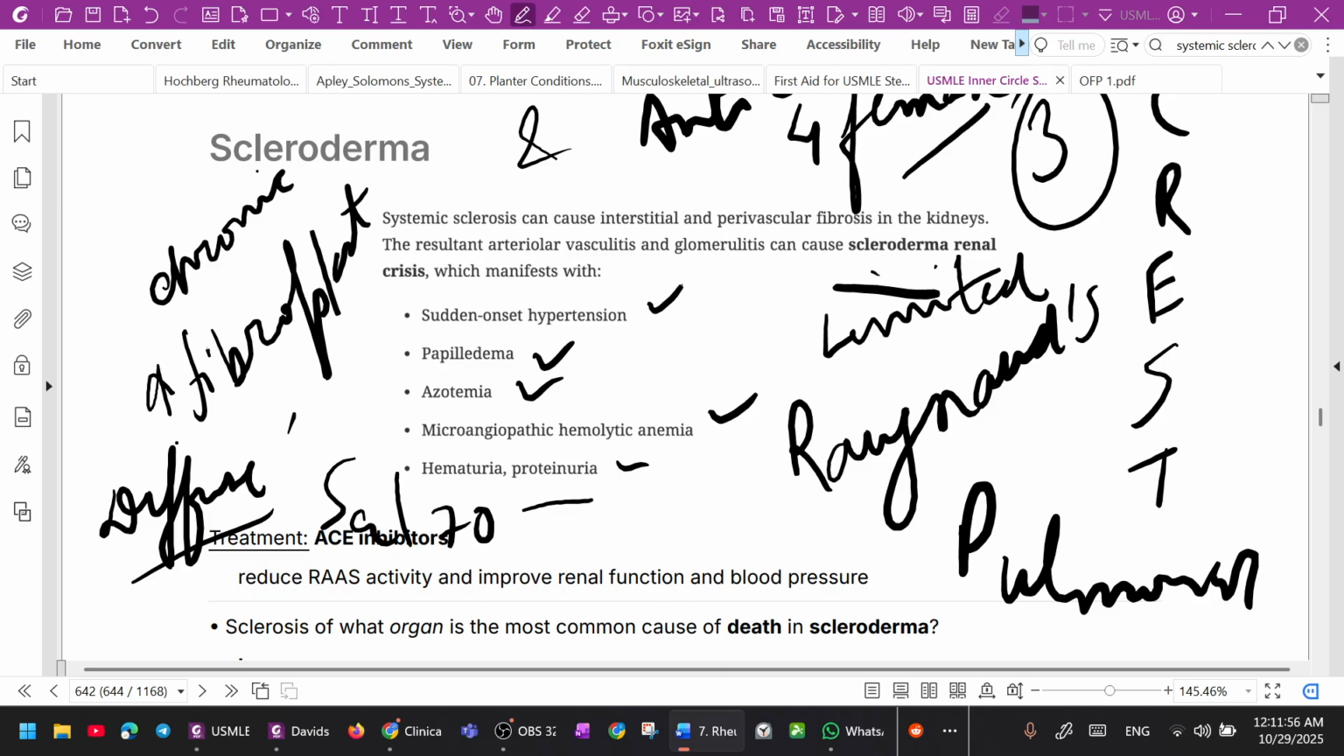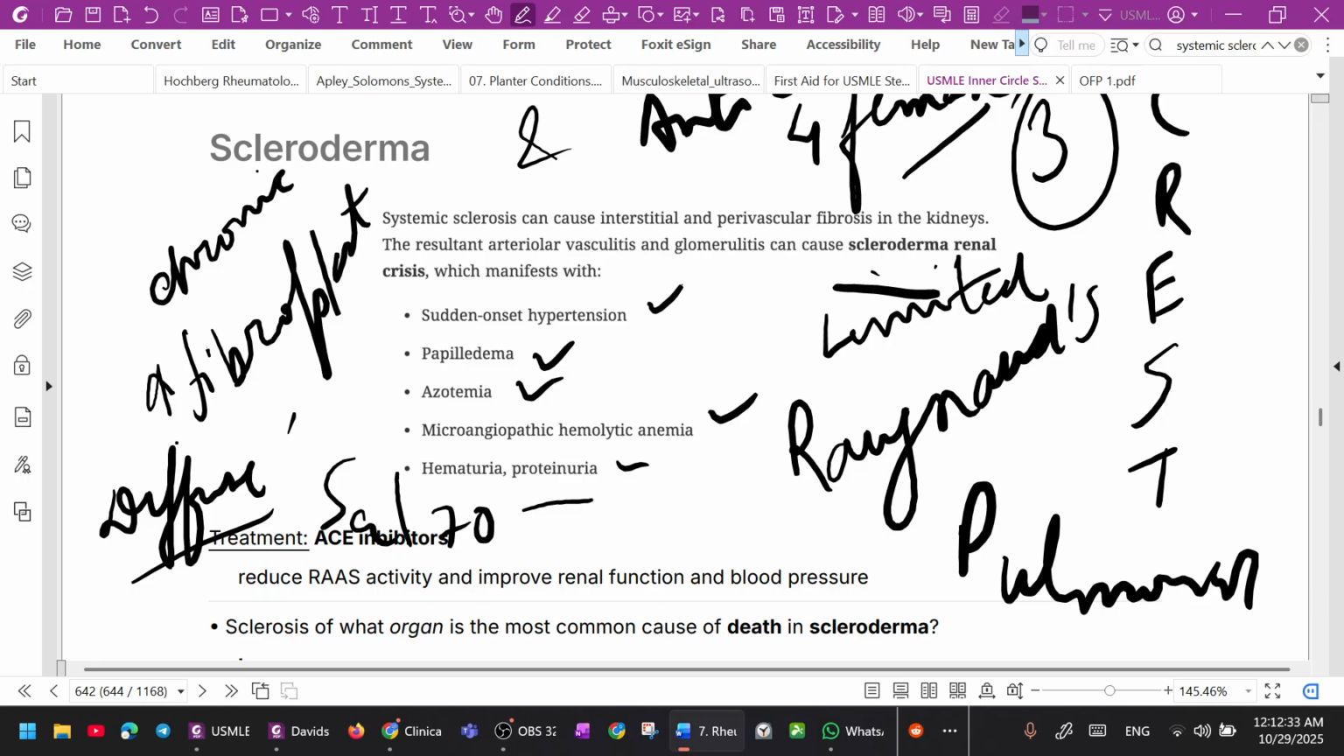Scleroderma renal crisis is a medical emergency. Aggressive treatment is required to prevent its occurrence. First line is an ACE inhibitor, with gradual reduction in the blood pressure of 10 to 15 mmHg per day with an oral ACE inhibitor until the diastolic pressure reaches 85 to 90. ACE inhibitor will improve hypertension and show further renal improvement.